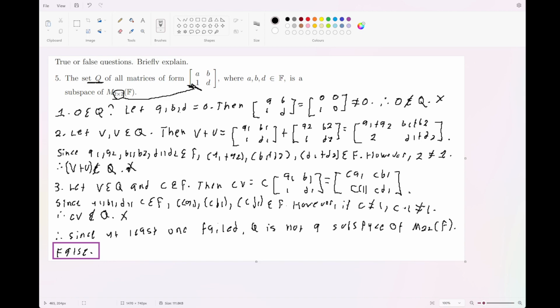So we're going to let A, B, D equal 0, because those are things we can control by this piece. Then the matrix with A, B, 1, D is equal to this, which is not equal to 0, so it is not an element of Q. So that fails.